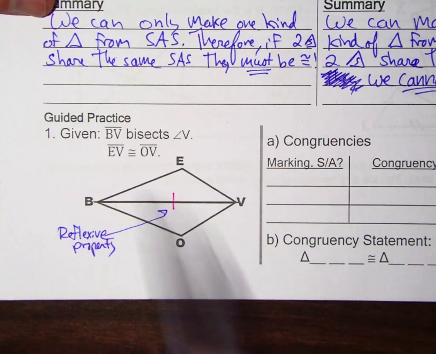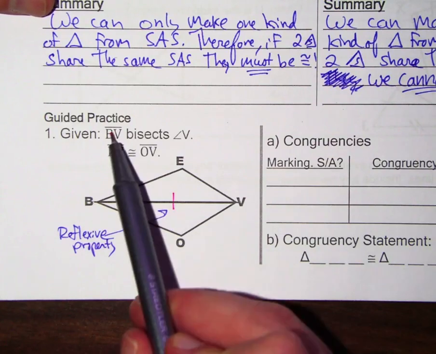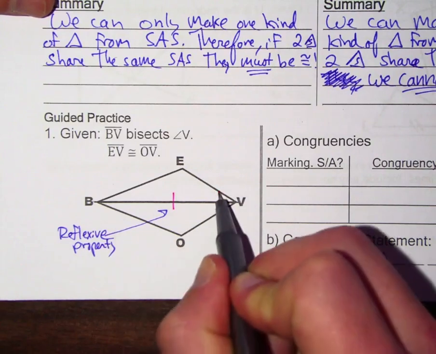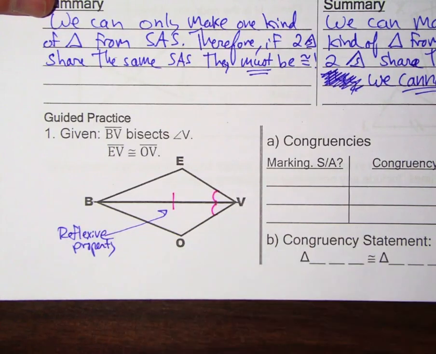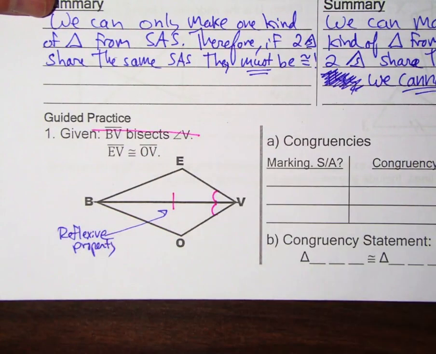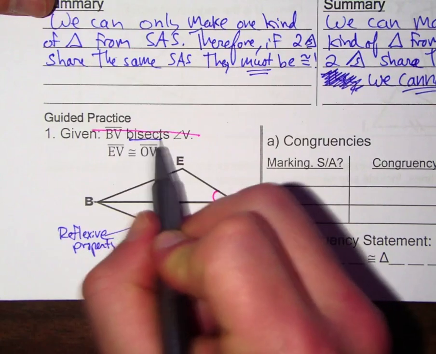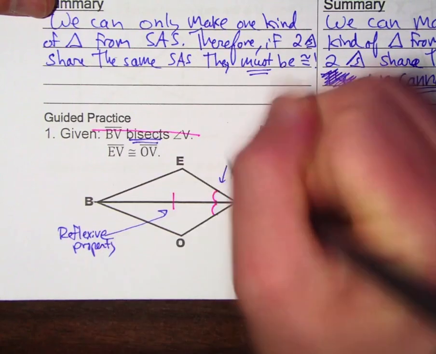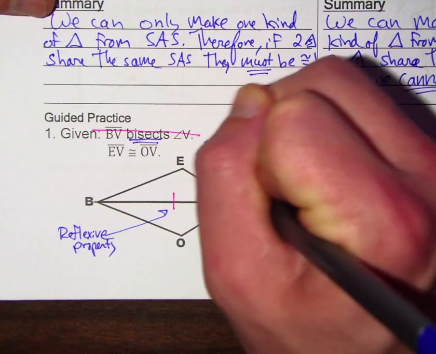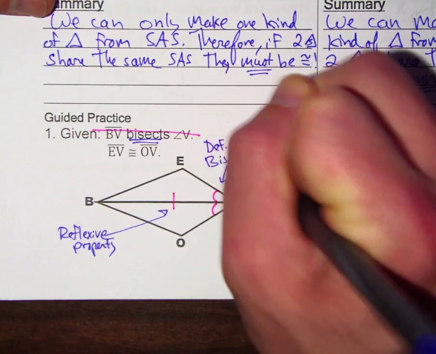What else do I know? Well, let me go through my givens and cross them out. Segment BV bisects angle V. So that means this angle and this angle are congruent. I like to cross things out as I use them. What was the reason I was able to make those markings? The definition of a bisector.